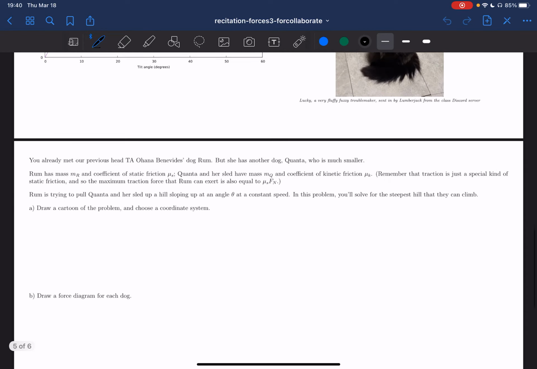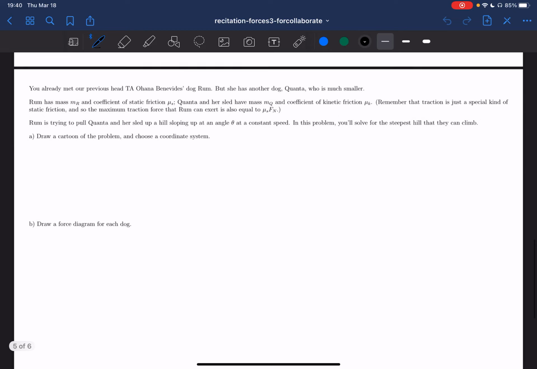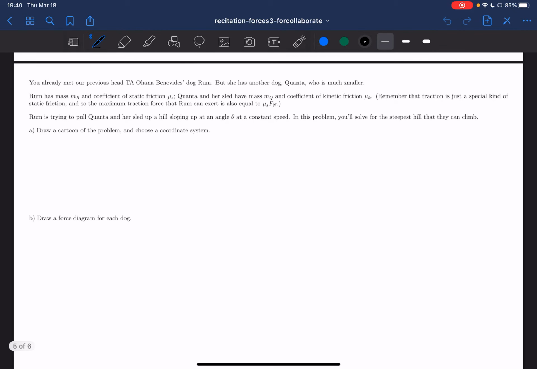So we're going to be doing the second problem right now. In this one we have two dogs, one room, and the other, quanta, is much smaller than room. These are real dogs too. If you've seen them, they are quite disproportionate in size. Anyway, we have room pulling quanta on a sled up a hill, and we're going to try to figure out the steepest hill they can go, given the friction coefficients between room and the hill, and also quanta's sled and the hill.